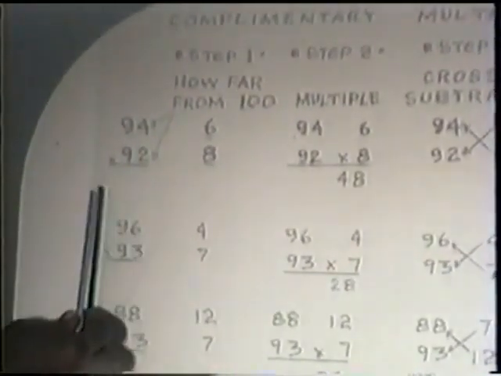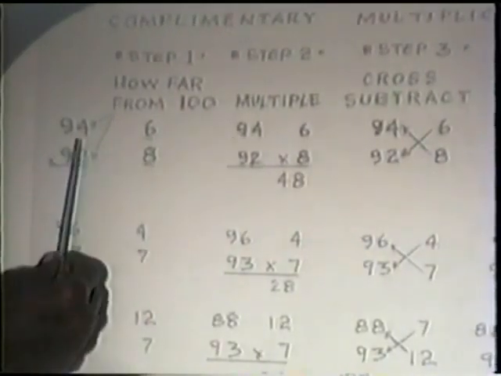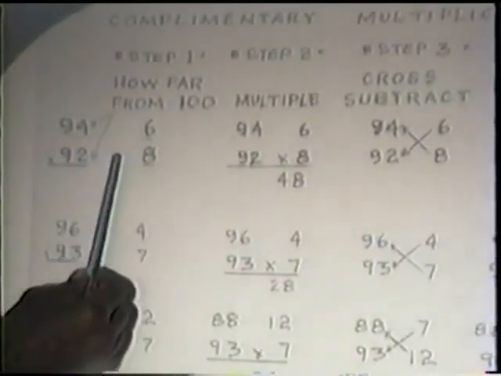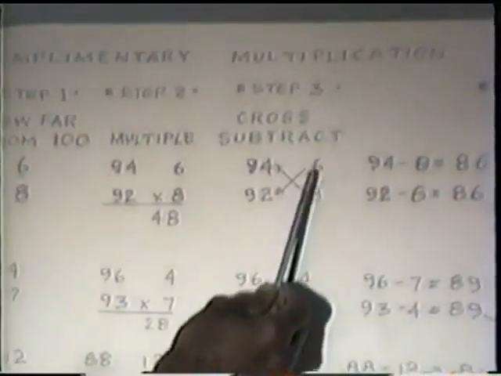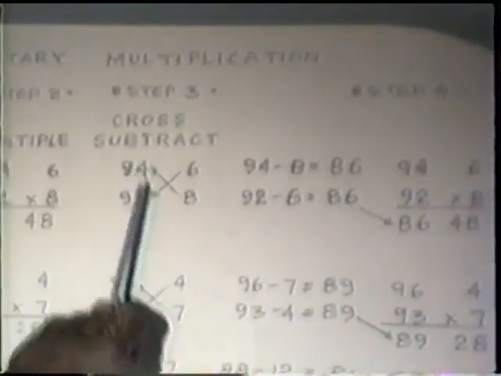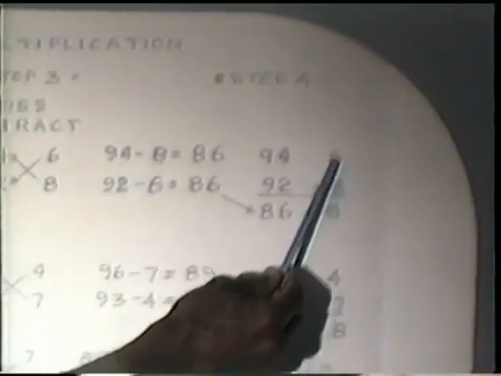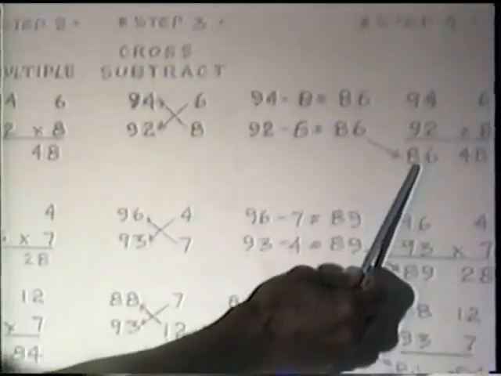94 times 92. How far is 94 from 100? How far is 92 from 100? 8 times 6 is 48. Then we cross subtract. 6 from 92. 8 from 94. 8 from 94 is 86. 6 from 92 is 86. We bring down 86. 8 times 6 is 48. The answer is 8,648 for the problem 92 times 94.